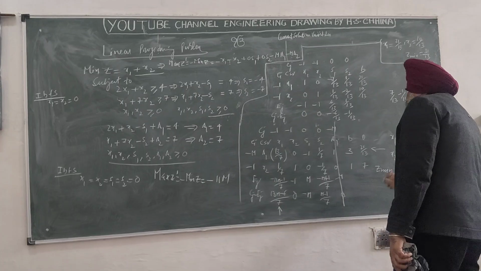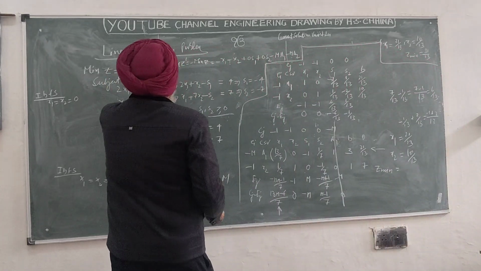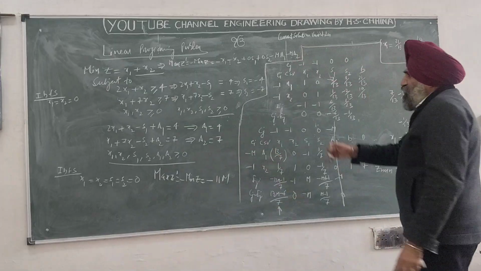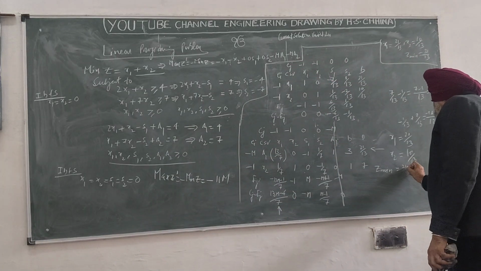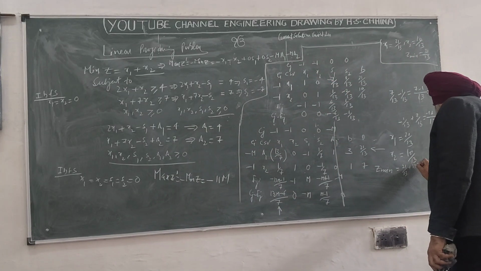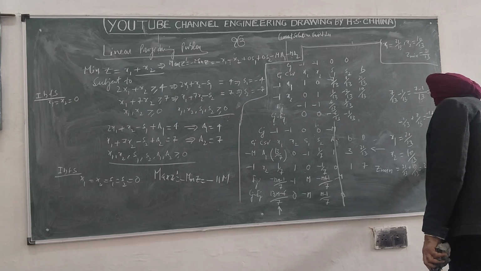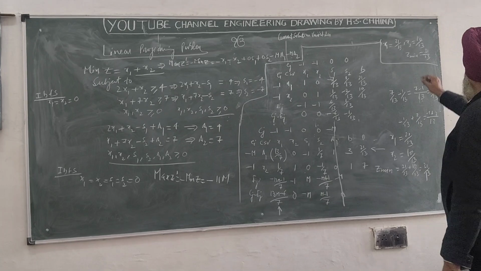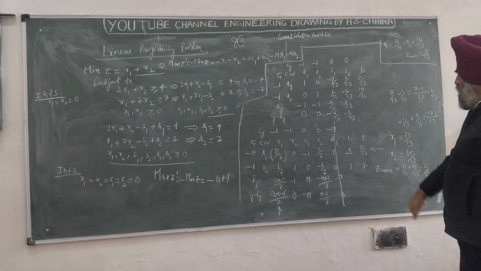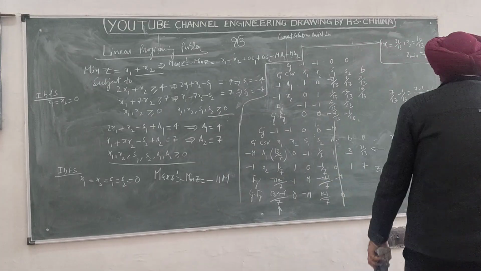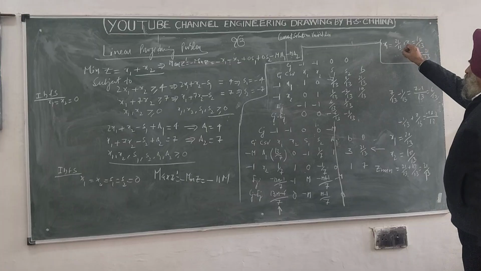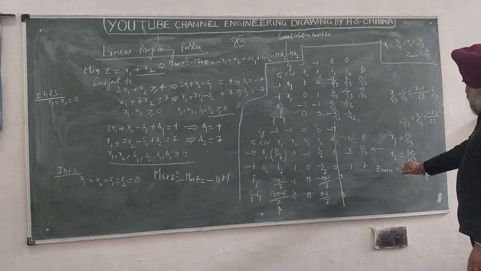If you look at here, we have converted the problem minimization into maximization, but our original problem will remain same, that is 21 by 13 plus 10 by 13. This is 31 by 13. The same answer we got with the graphical method.